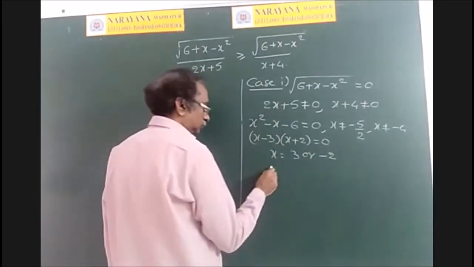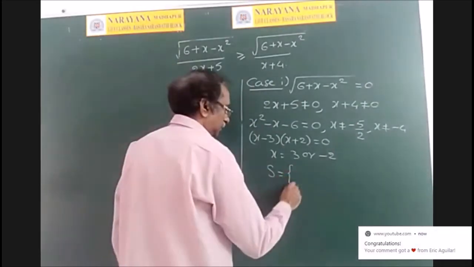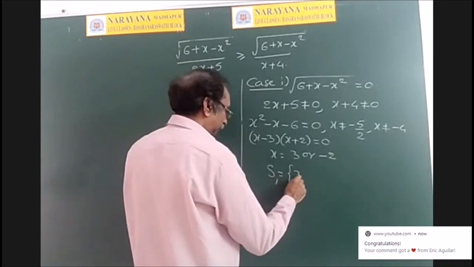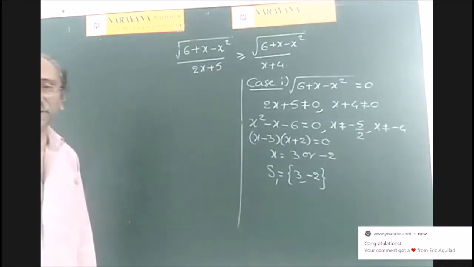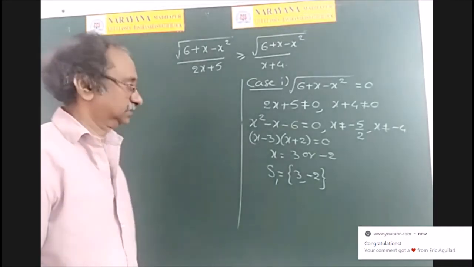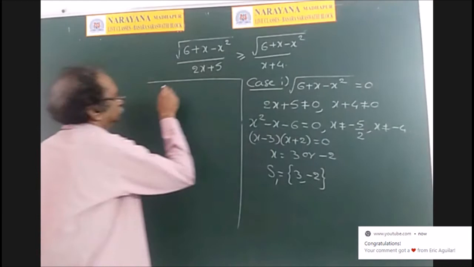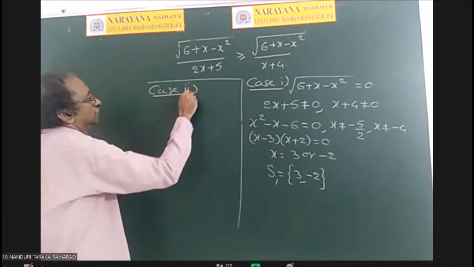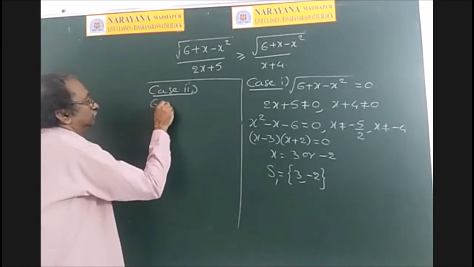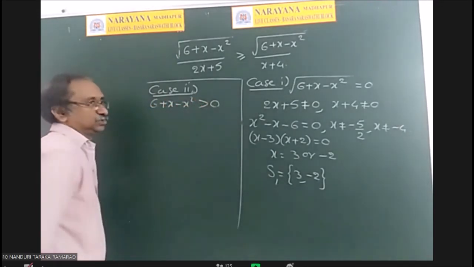Therefore here the solution set is, suppose S stands for solution set. So here S1 is 3 comma minus 2. Only two numbers are there in that solution set. Right? And now case 2. So what is case 2? Suppose this is greater than 0. So 6 plus x minus x square greater than 0.